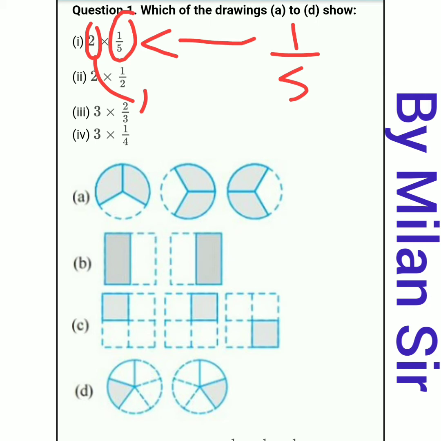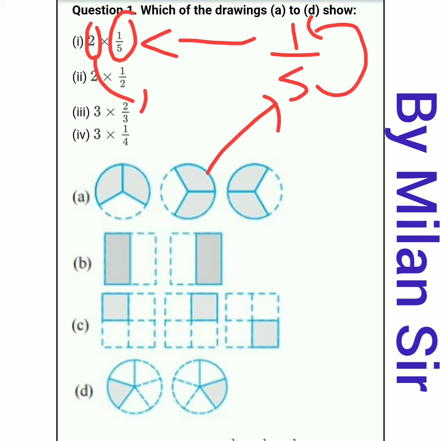We already learned this in the theory part, proper and improper fractions, right? 1 by 5 means 1 out of 5. So the total number of figures is equal to 2, and in each figure the number of parts is equal to 5, and out of that 1 part is shaded. So first of all, find the option which has 2 figures, because the integer number is 2.